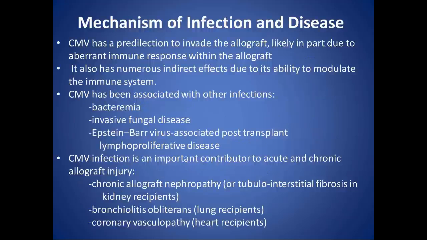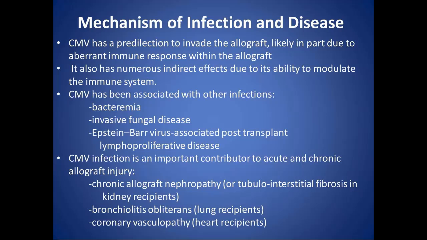So what does CMV do when it infects somebody who's had an organ transplant? Well, CMV apparently has a predilection to invade the allograft, and they think it's due to an aberrant immune response within the graft itself. So the graft itself is not capable of a good immune response, so CMV tends to invade those cells. And it can also have numerous indirect effects by modulating the immune system.